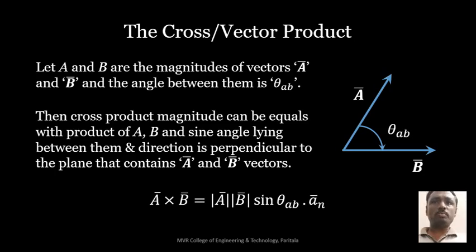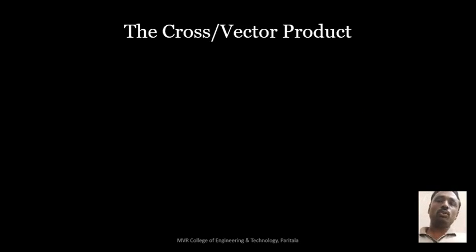Modulus A bar and modulus B bar, sine of the angle lying between them, will give the magnitude, and thereafter A n bar. So A n bar is nothing but the direction. So magnitude into direction will give A bar cross B bar. So how are we able to calculate A n bar? We can see later. In the previous one we know that if you know the magnitudes and angles, we will directly know the vectors.